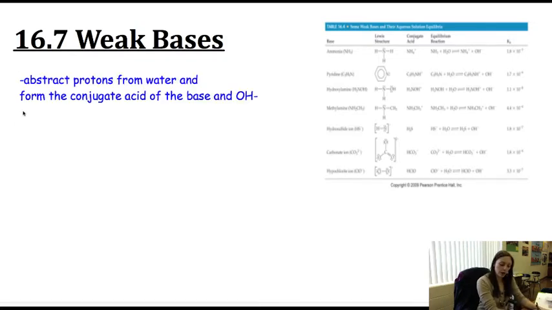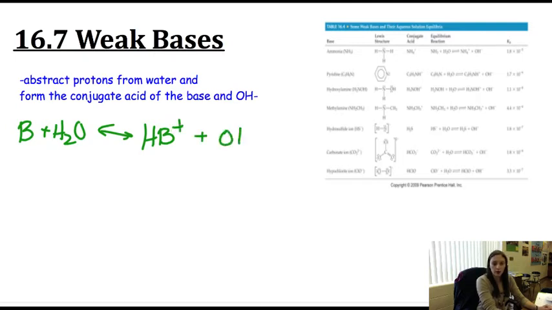So for example, if I have a base, we're going to choose B for base, and I add that to water. Remember, water can act as an acid or a base, so now we're going to have water acting as an acid. So B is going to take the H from water, make HB plus, and then we're going to have the leftover OH minus from the water.